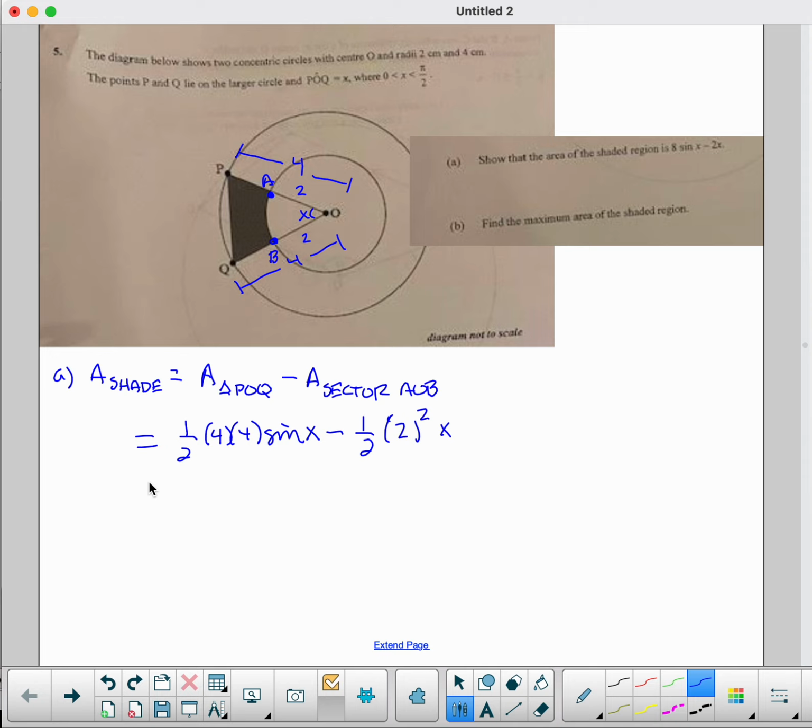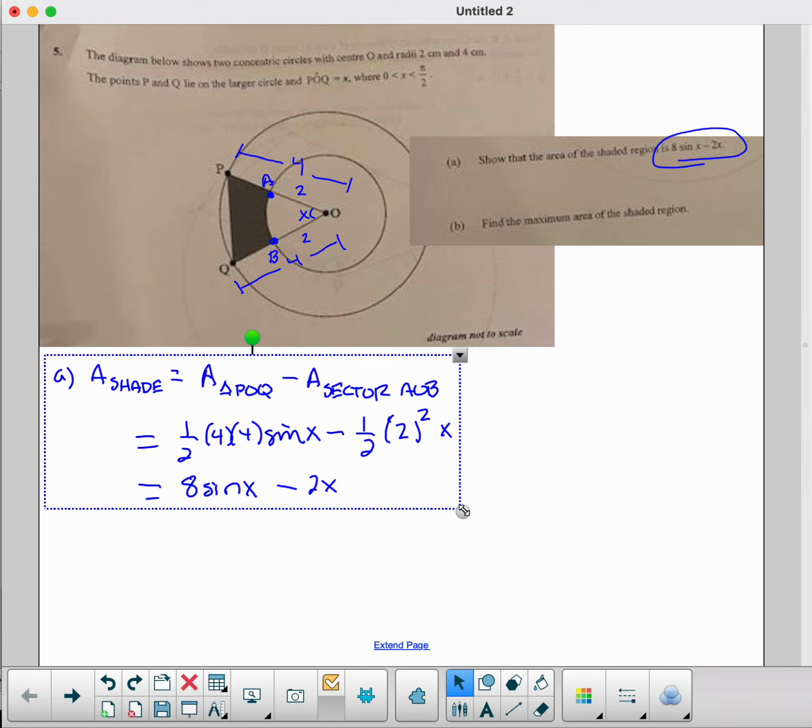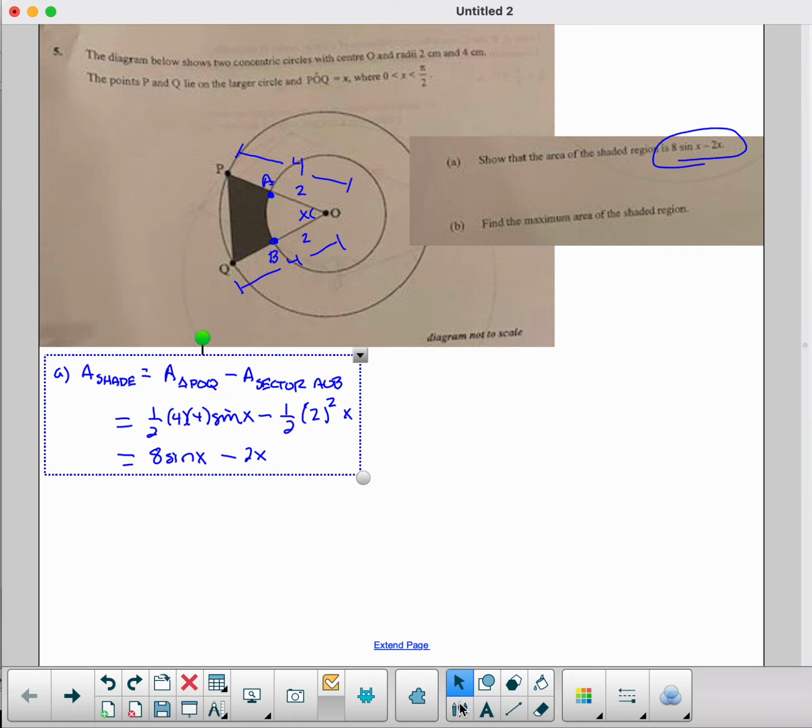And let's clean that up. 1/2 times 4 is 8 sine x, minus 1/2 of 4 is 2x. Boom, 8 sine x minus 2x. Okay, so that's part A.